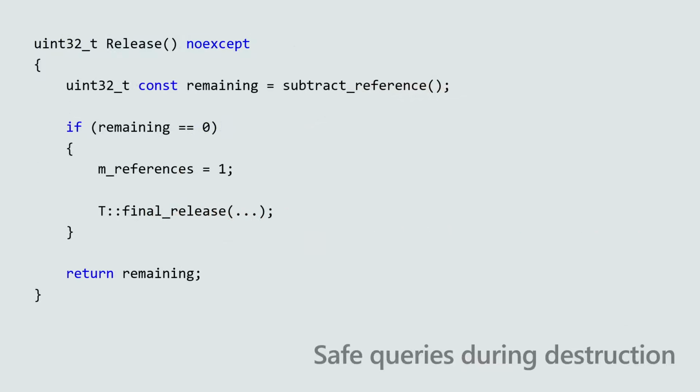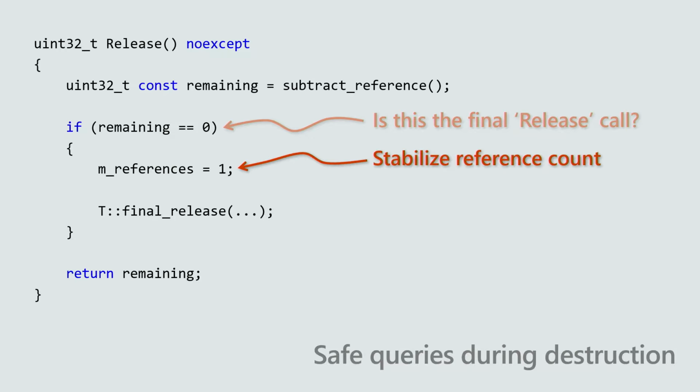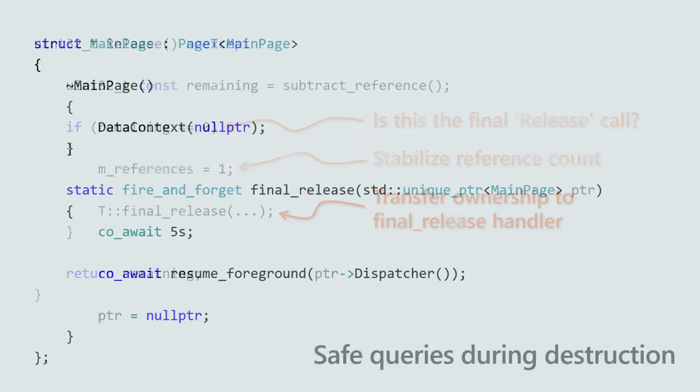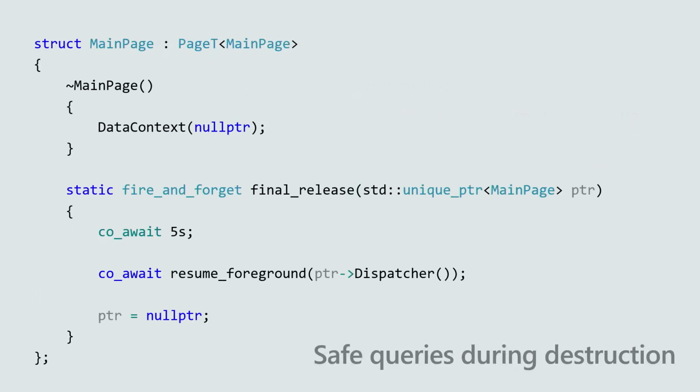If we look inside the implementation of our release function, we'll see that what we're doing is we first check whether there are 0 remaining references. If that's the case, we stabilize the reference count. If you have an electrical engineering background, you might think of this as debouncing. We are making sure that that reference count is stable before we go to that final release step. At this point, we can transfer ownership into the final release handler. And so let's look at an example. Here we have that main page again. In the destructor, we can wait a number of seconds on the thread pool just because we can.